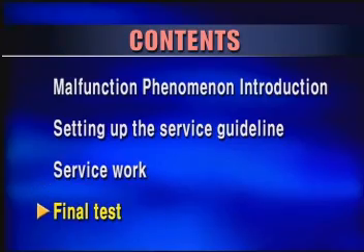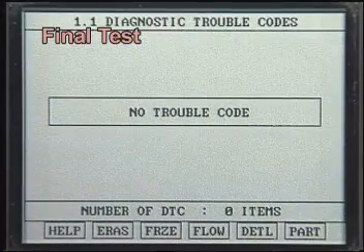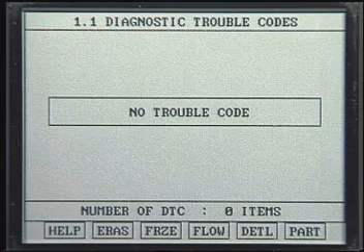Final test. As you can see, the vehicle is running normally. And last, let's recheck the malfunction code. The fault code shows a normal state.